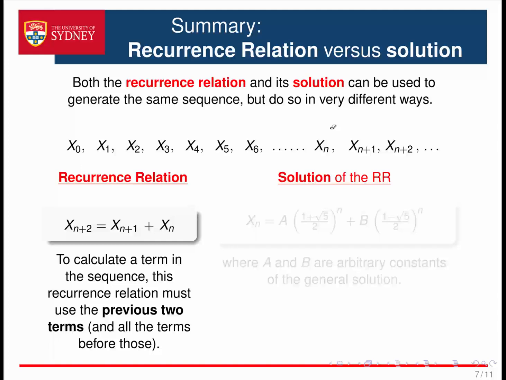To further explain the difference between a recurrence relation and its solution, let's consider a recurrence relation that uses the previous term and the term before that to calculate the current term. Let's consider x_(n+2) is equal to x_(n+1) plus x_n.